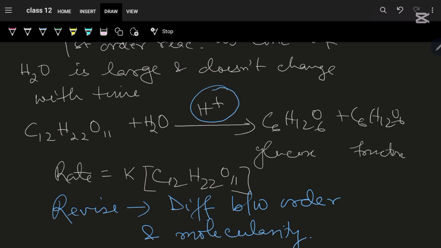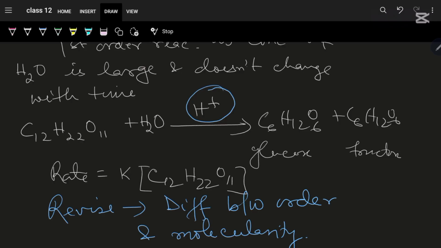Do not forget to revise the difference between order and molecularity in this chapter as well.